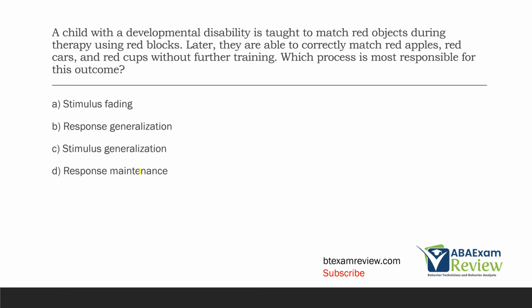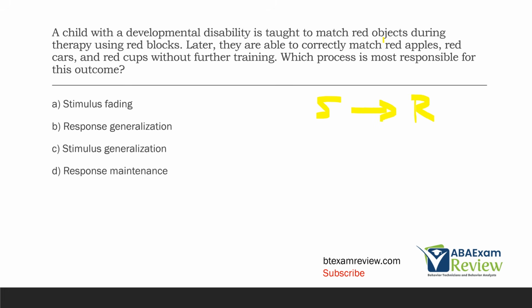A child with a developmental disability is taught to match red objects during therapy using red blocks. Later, they are able to correctly match red apples, red cars, and red cups without further training. What process is most responsible for this outcome? Let's think about this, right? We have a child with a disability. They're taught to match red objects using red blocks. So they can match red to red using these red blocks, right? So they have a stimulus, the red blocks, and they match.